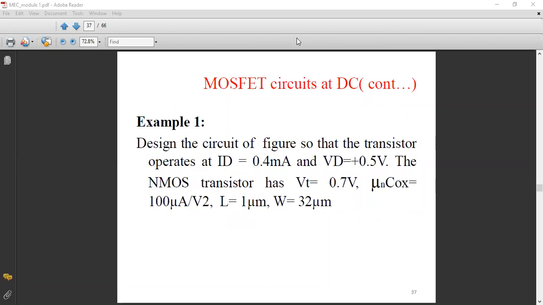Design the circuit of the figure. The figure will be given to you. The circuit will be already given to you. You just need to identify or design the component values. Okay, the circuit is given to you. You are supposed to design it.